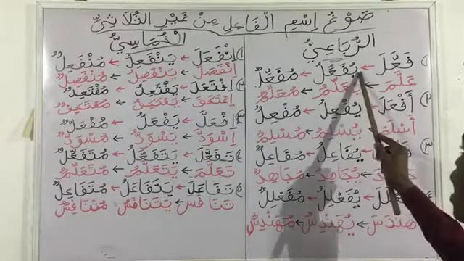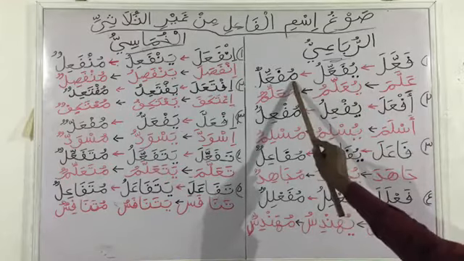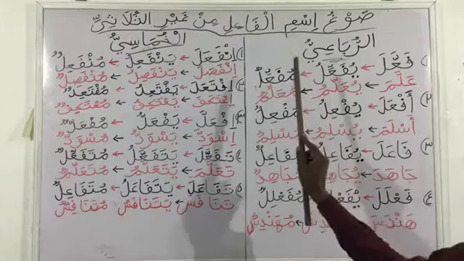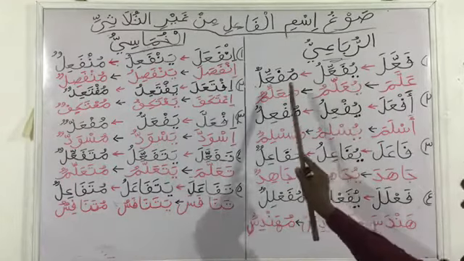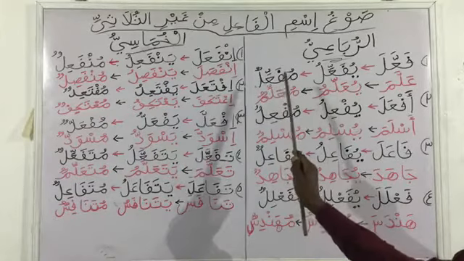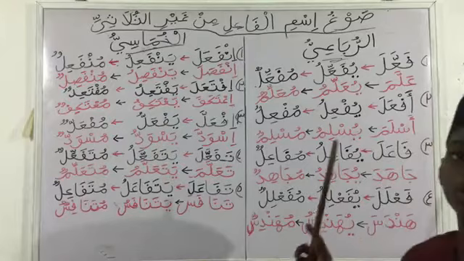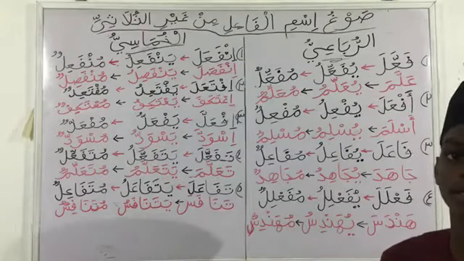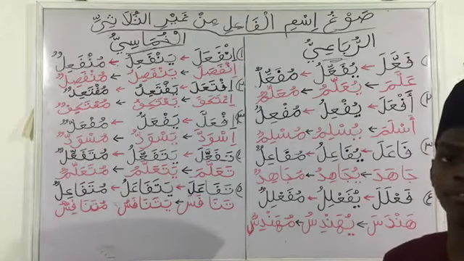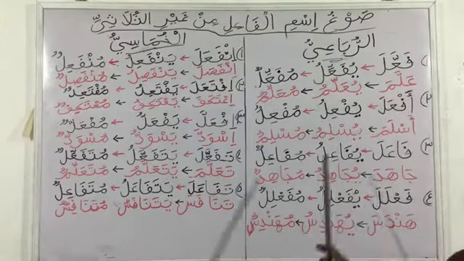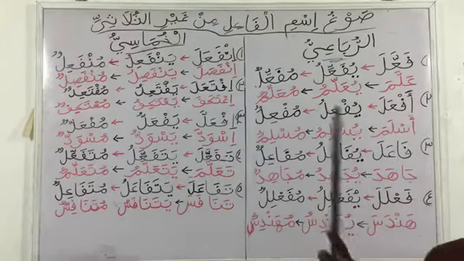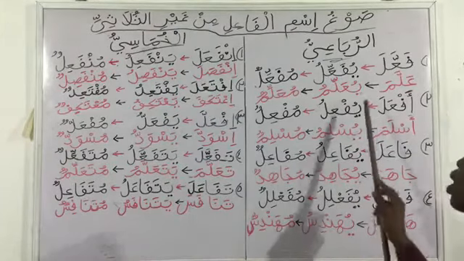Remove this harf al-mudari and simply replace it with what? A mim with dhamma, and we automatically have an Ismul Fa'il, Mufa'il. So let's take an example. We have 'allama, which means what? He taught. The past tense verb is what? 'Allama, he taught. When we turn it into mudari, it becomes what?